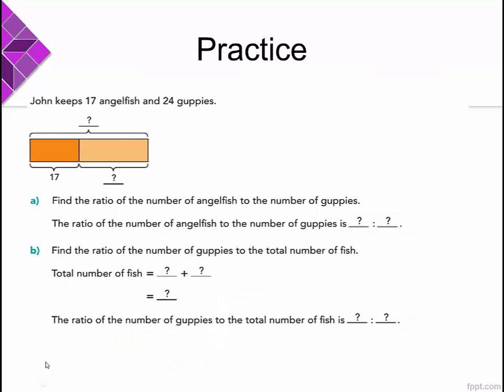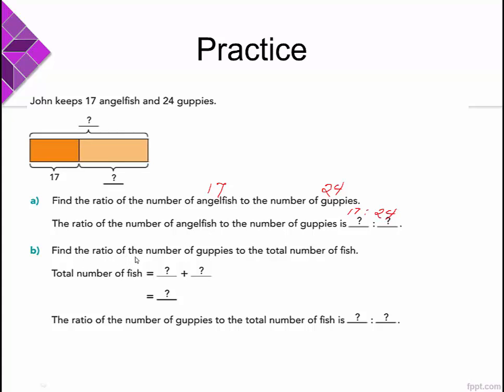So let's practice again. John keeps 17 angelfish and 24 guppies. Let's find the ratio of the number of angelfish to the number of guppies. So I have 17 angelfish and I have 24 guppies. So the ratio of angelfish to guppies is 17 to 24.